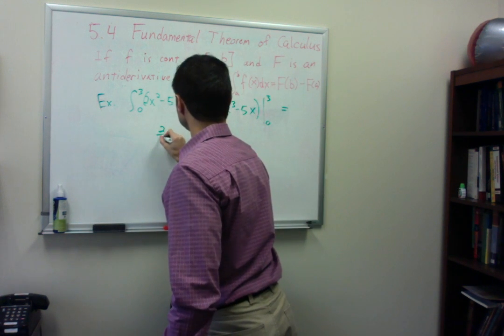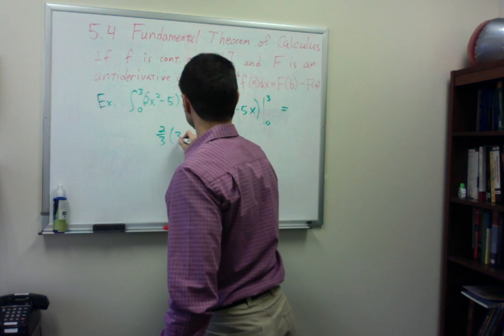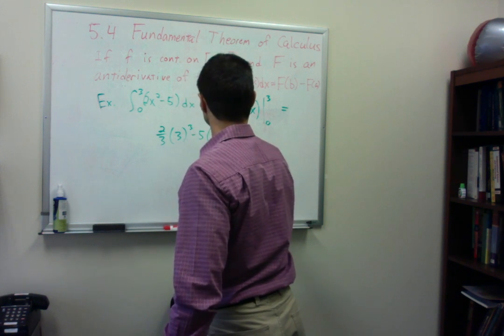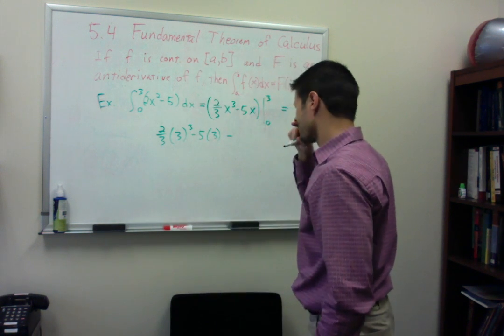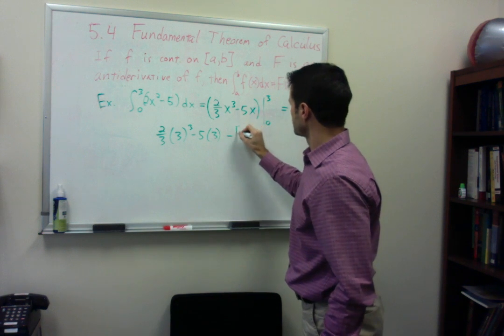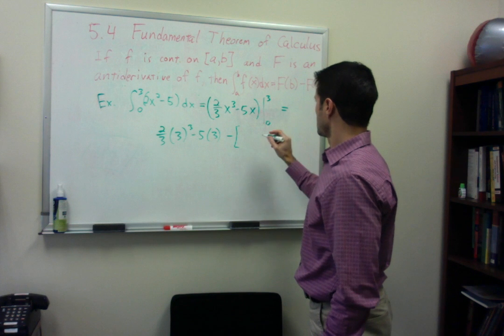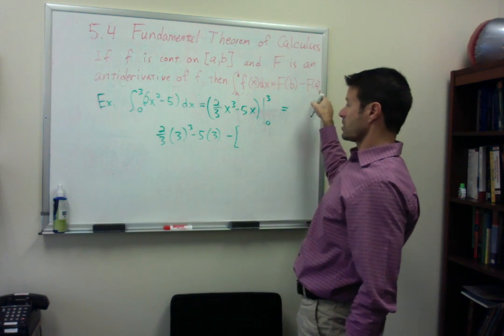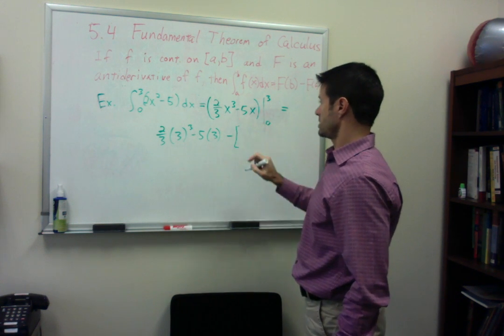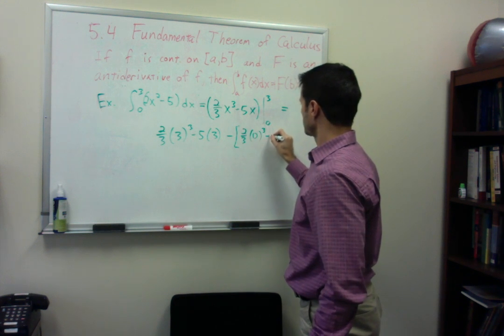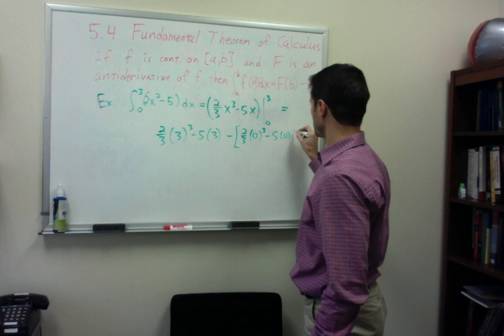So that's equal to 2/3 times 3 cubed minus 5 times 3. And then minus, and here I need to use parentheses, or I'll use a square bracket. And then now I do the F of a part. So that would be plugging 0 into this expression. So it's 2/3 times 0 cubed. Of course, you know that this is going to be 0. I'm going to plug it in anyway.